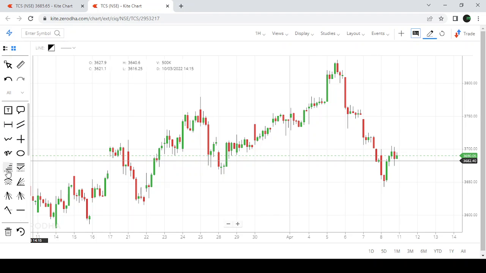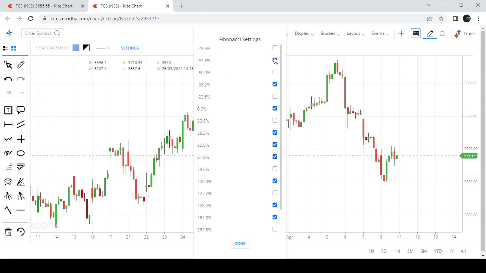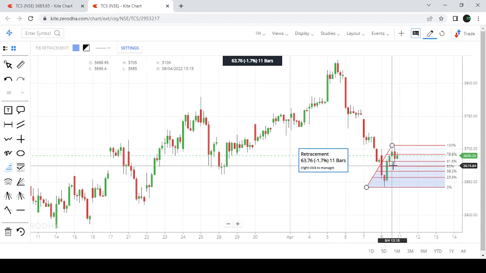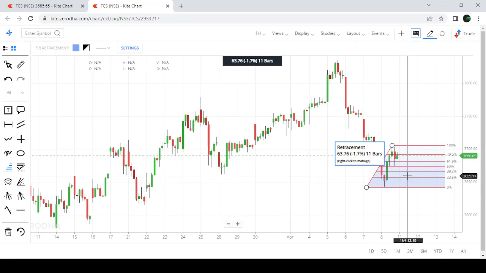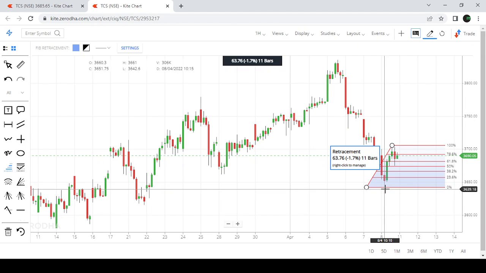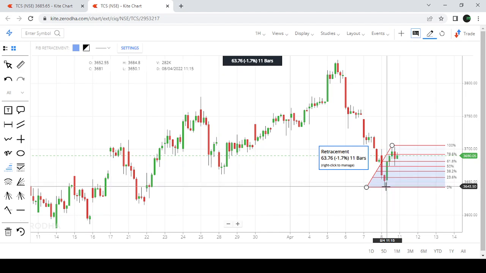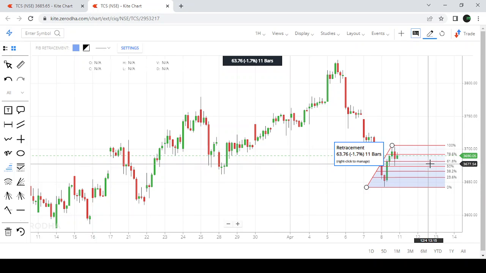So let me quickly take the Fibo levels here. This is a Fibo level automated tool provided by Zerodha. So here you can see, this is the intraday support for TCS. Unless TCS breaks 3657, it's not going to clear 3642. So unless 3657 is broken, TCS will not break 3642. So what are these in-between lines? These are the intraday supports.